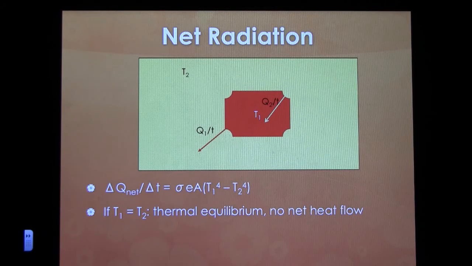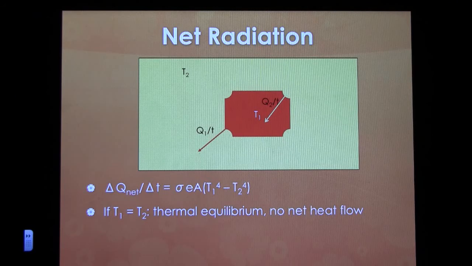But this does not mean that heat doesn't flow, period. It just means that the object is radiating heat to the surroundings at a given rate, and the surroundings must be radiating heat to the object at the same rate. There's no net heat flow.